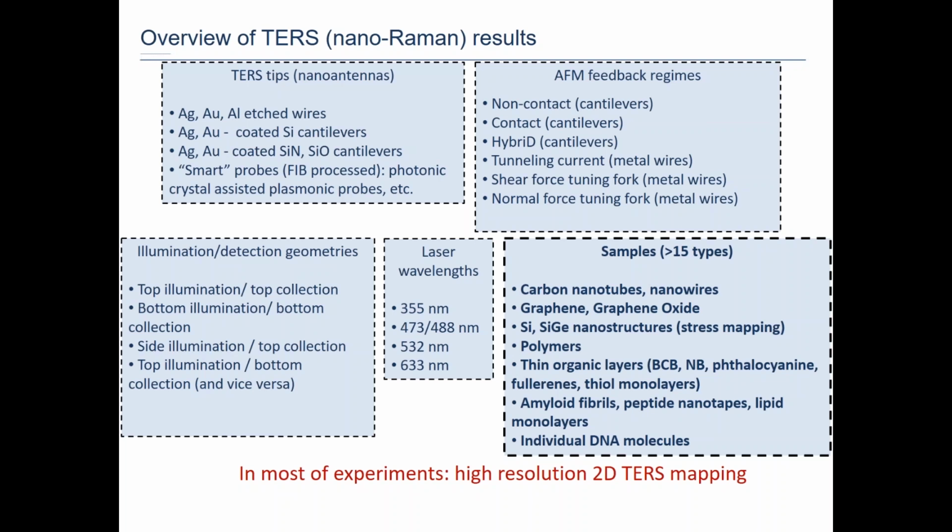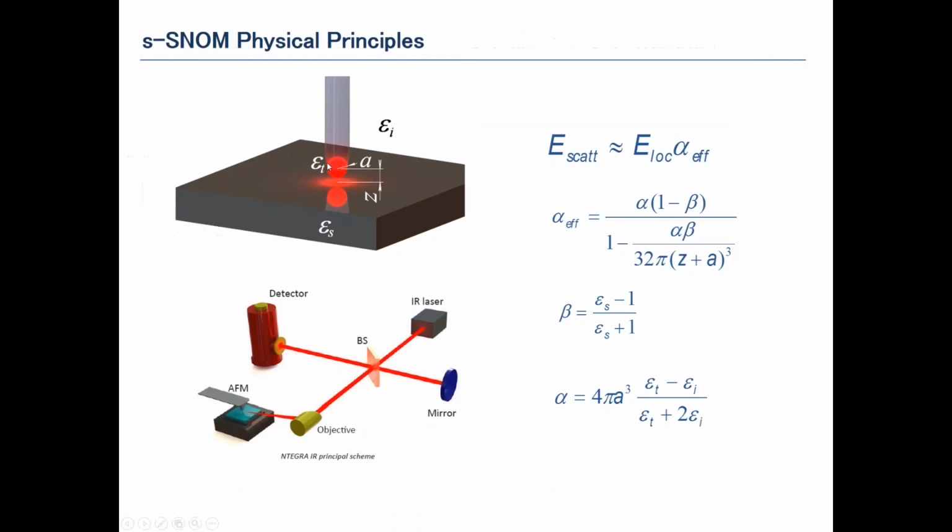So the idea is quite simple. Once we have the sample, and once we have the tip, and there is an illumination of infrared light to the region of interaction between the tip and the sample, the scattered electric field is, of course, proportional to the incident field. And what's important is that this dependence is strictly non-linear in terms of the distance between the sample and the probe.